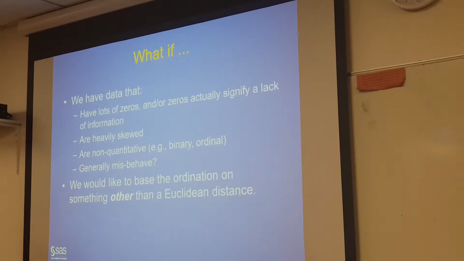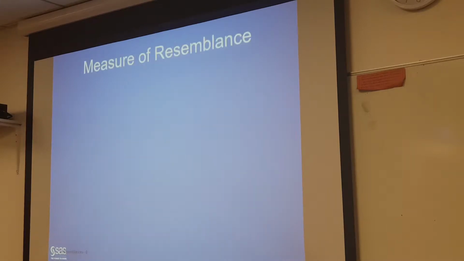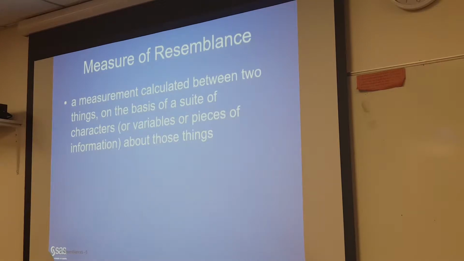Right, so in these cases, sometimes it makes sense to base your map, your ordination, on something other than a Euclidean distance. And I'll give you a particular example that's relevant to biologists, in due course I will. So what we're going to do is describe something called a measure of resemblance: how two objects resemble one another, how similar they are to one another.